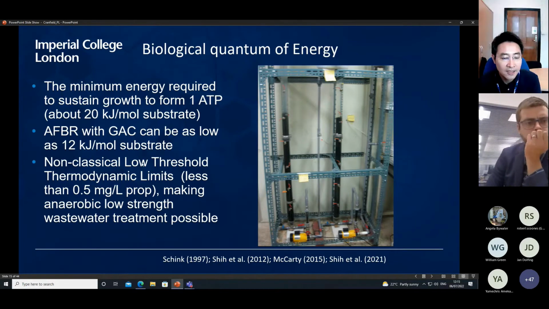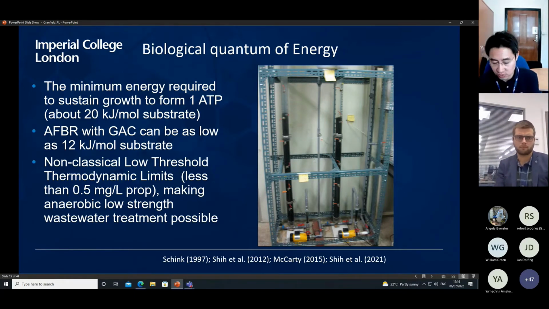And then we found that acetate and propionate can be lowered down to 0.5 milligram per liter, which is not very common in such a low strength wastewater. Okay, so that's what we observed through the study, and we ran it at lab scale and also at pilot scale. We also found this result. It's quite bizarre, too good to be true.